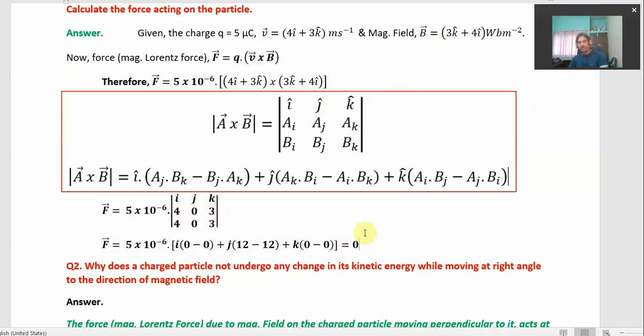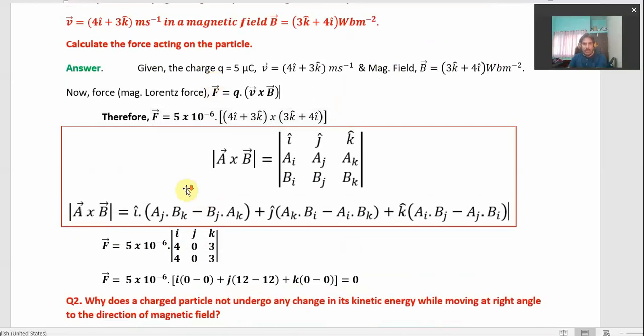So that means the force on this charged particle will be 0. This we can also understand from the vector notation of the velocity as well as the magnetic field. We see that the velocity and the magnetic field both have the same notation in terms of vectors. This is written as 3k plus 4i. You can write it as 4i plus 3k. It will be similar to the velocity. So that means the velocity of the charged particle is along the magnetic field itself. And that's why, according to the concept of magnetic Lorentz force, there will be no force on the charged particle. And mathematically, this is the way we solve it. So this is the first question.